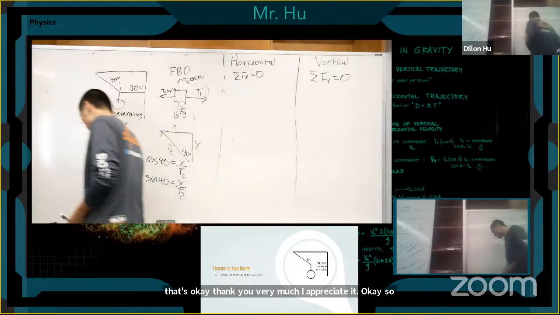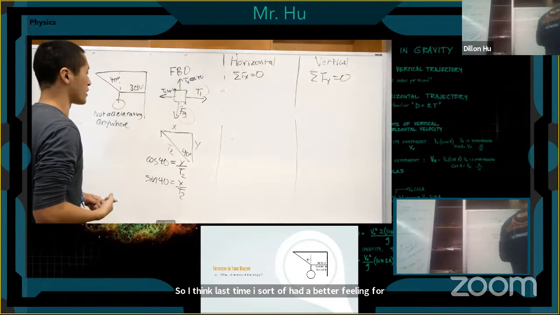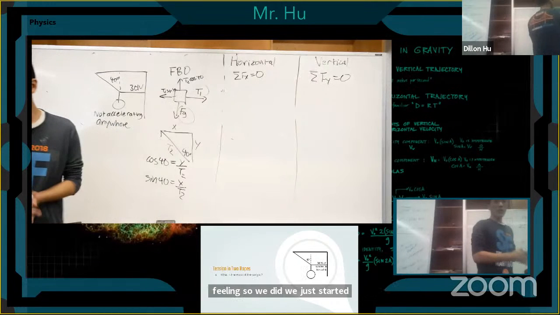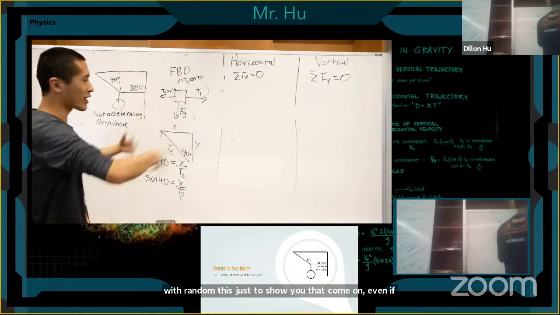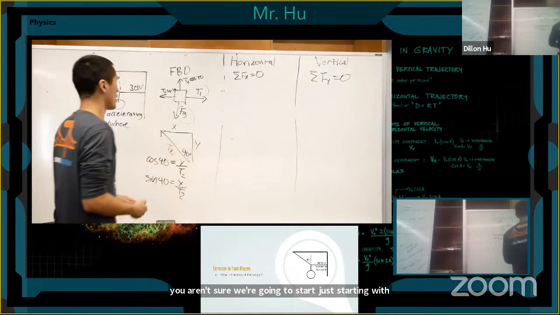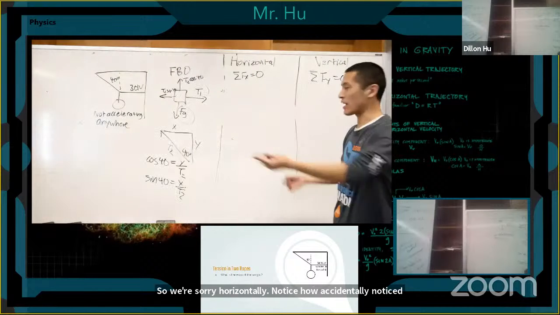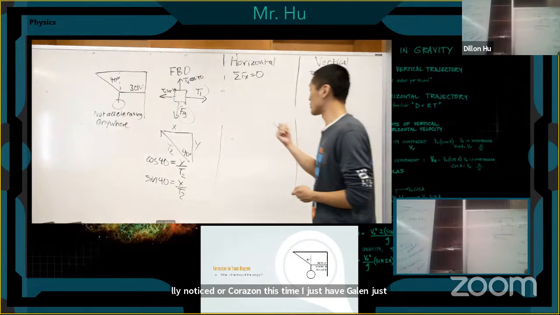Last time I had a better feeling for which one we wanted to start with. This time I don't, so we just started with random. This is just to show you that sometimes even if you aren't sure where to start, starting with one particular side randomly can get you somewhere. Notice how I didn't really know to start with horizontal this time. I just asked Galen to flip a coin for me. So we're starting with horizontal here.